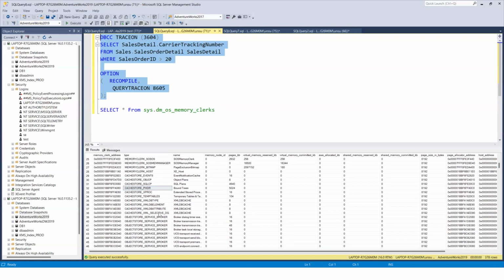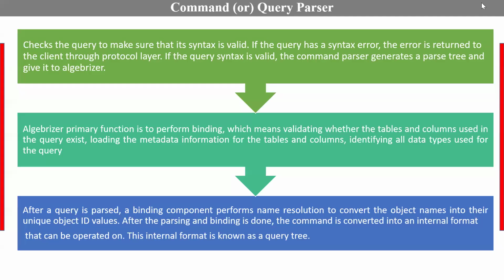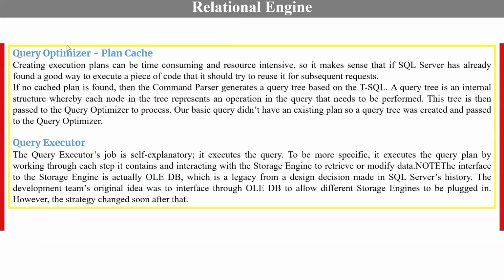So once your syntax check is done, once the semantic check is done, then it will try to prepare the query tree. That query tree information is stored in the cache store. Now once your query tree is done, that query tree will move to the optimizer.